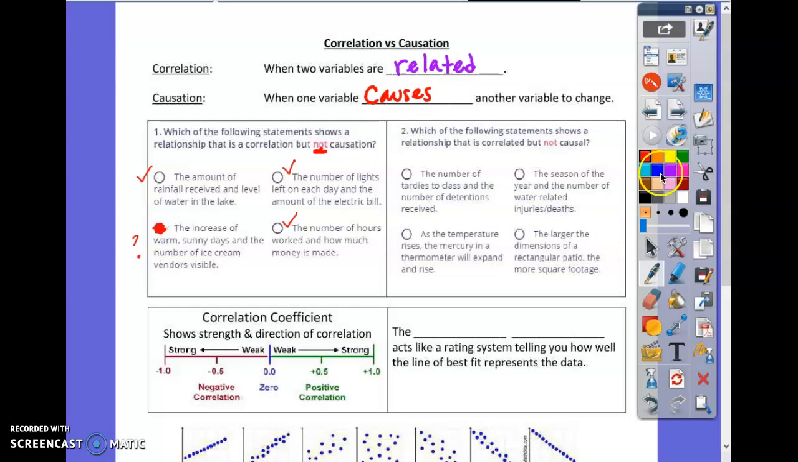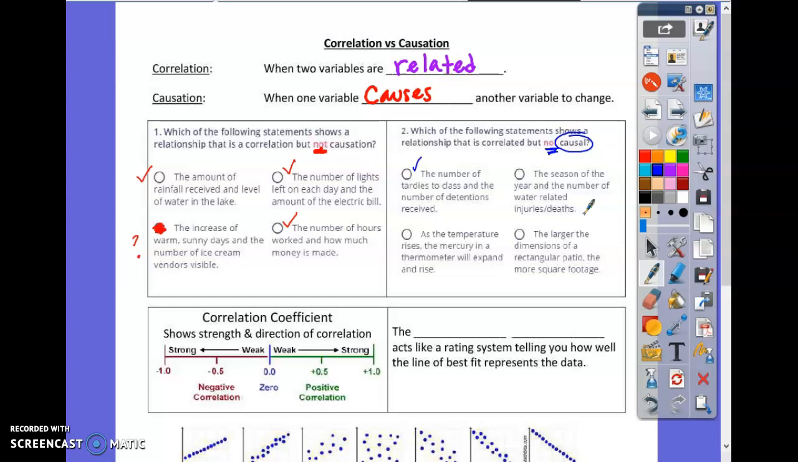All right, let's try number 2. Which one is not causation? The number of tardies in class and the number of detentions received. So if I'm tardy to class more times, do I get more detentions? Yes or no? Yes, more tardies equal more detentions. The second one, the season of the year and the number of water-related injury deaths. So if the season changes, do I get more deaths by water? Maybe, maybe not. It just depends where you are.